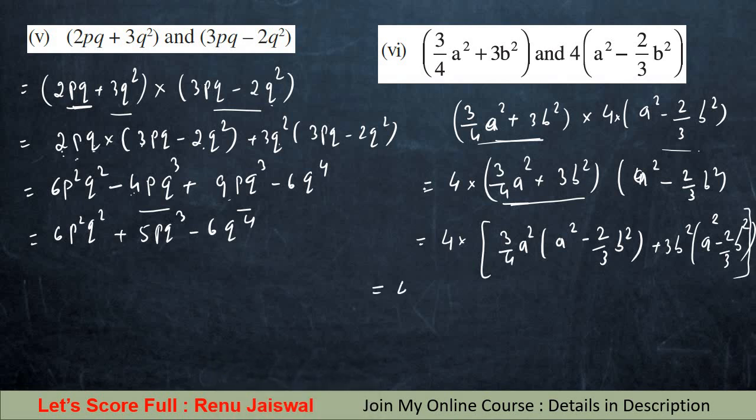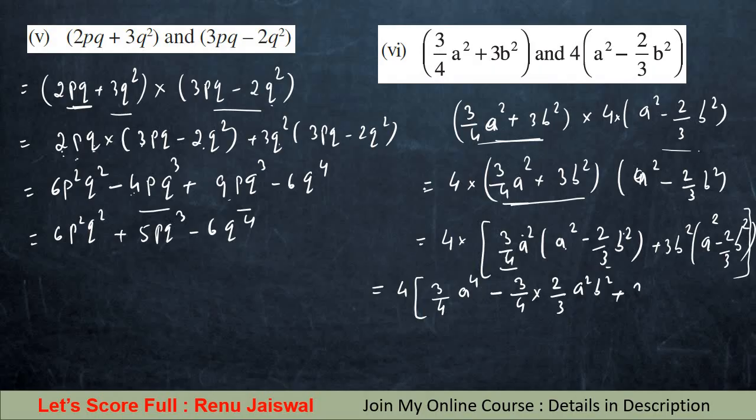Next take 4 and then here this into this. We can do it directly now. We are expert enough. 3 by 4 a square into a square is a4. Then this into this. So here plus minus minus, if you can't do directly, just do this. So 3 by 4, 1 second, 3 by 4, here I have coefficient 2 by 3, a square and b square. Right? What I did, coefficient with coefficient, variable with variable.